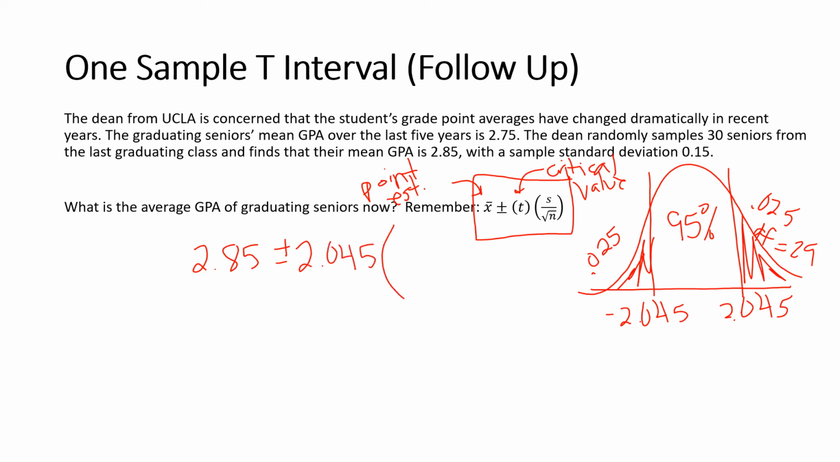Times our standard error, and the standard error is going to be the standard deviation, 0.15, over the square root of our sample size. Now I'm going to bring this part down. This part right here all together is called the margin of error.